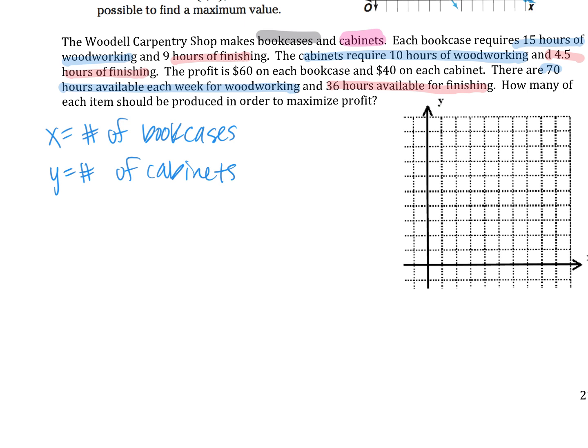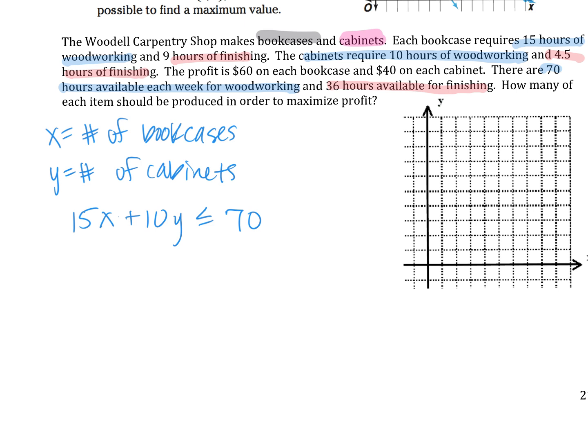So blue was all talking about woodworking. Red was talking about finishing. Could you make me a blue equation just about woodworking? 15x plus 10y equals 70. It's not going to be equal to 70 because we're going to need to shade these. Or it's less than 70. Yeah, because it says there are 70 hours available each week for woodworking. Maybe we don't need to use all 70, but there's 70 available. I can't use more, so that's perfect. He's saying less than or equal to.